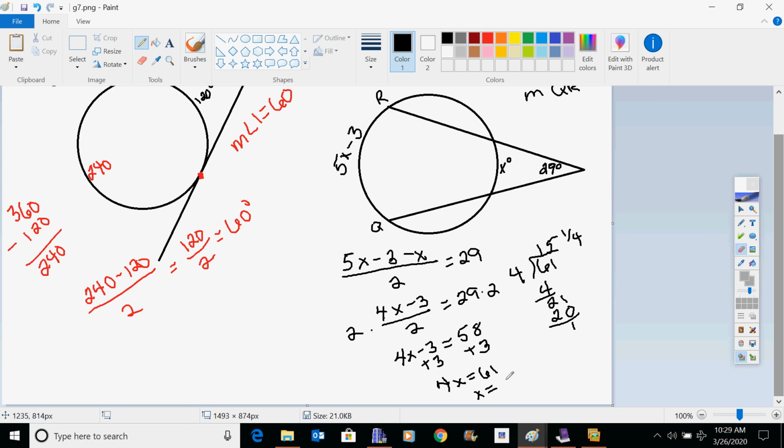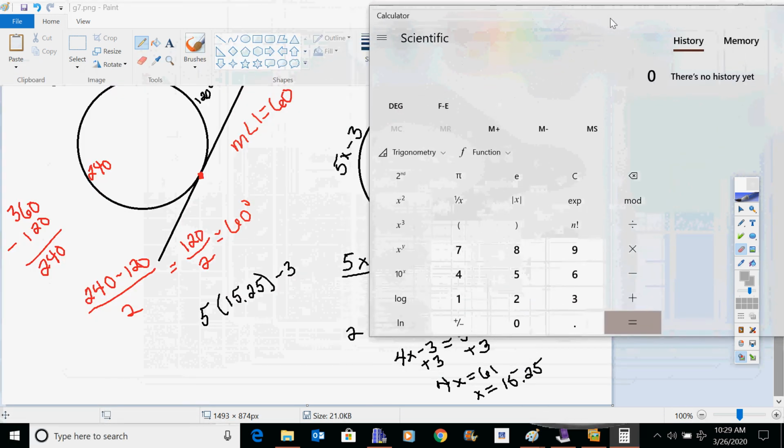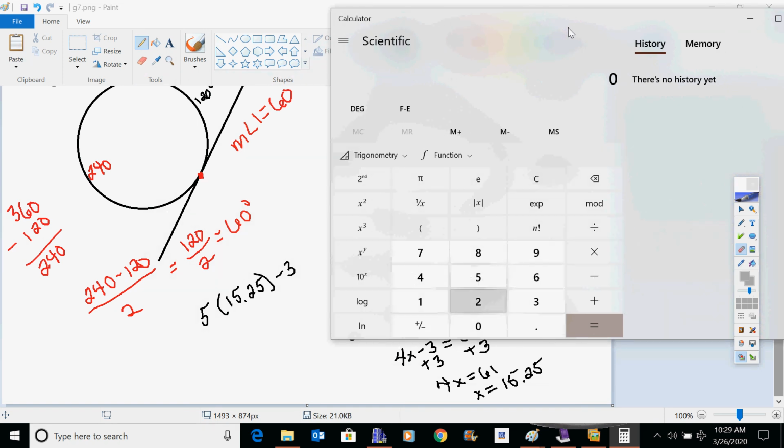Or 15.25 if you had taken it out. So 15.25, if I needed to find QR, I'd need to plug that back in. And I don't believe I did make anything come out to be a decimal on this, but just in case, you are allowed to use your calculator. Of course, you can use a smart calculator, you can use a dumb calculator, or just a regular calculator is fine. There's one on the computer screen.